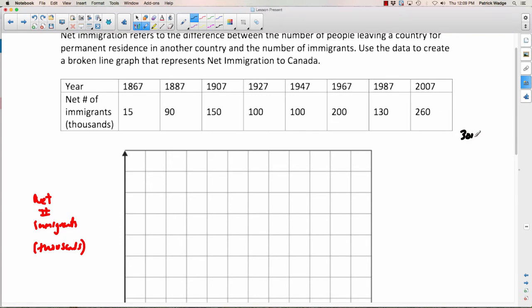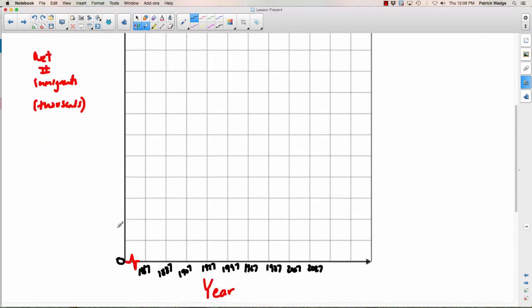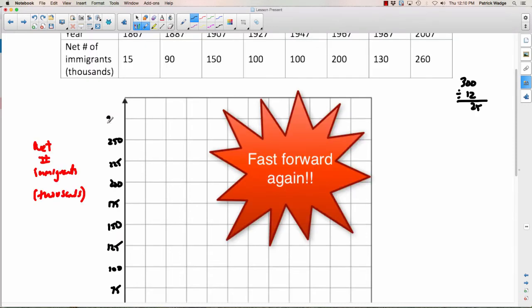Let's just see. If I wanted to get as high as 300 and I have 12 lines to work with, if I do 300 divided by 12, that gives me 25. That's a nice amount to go up by. I think I'm going to do that. So it goes 0, 25, 50, up to 275, and 300.